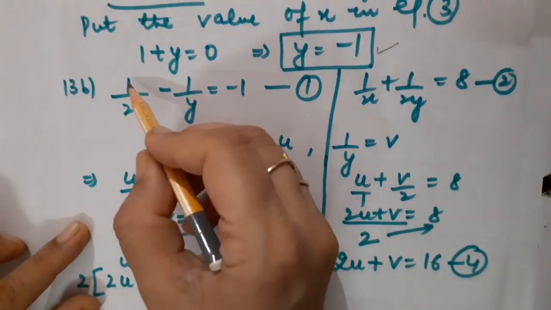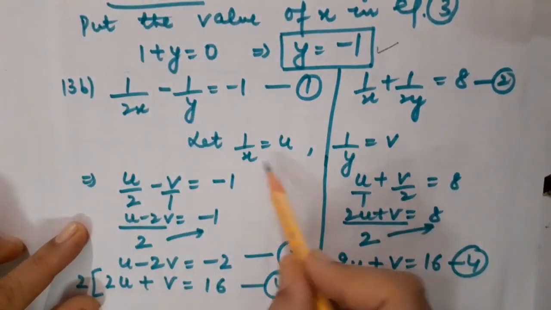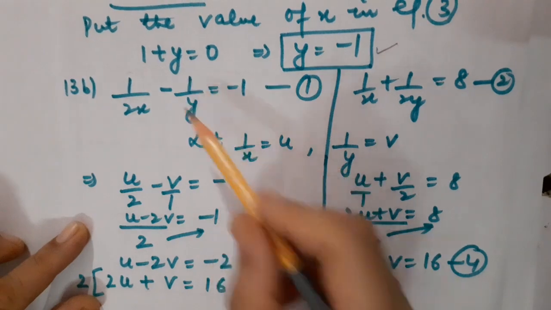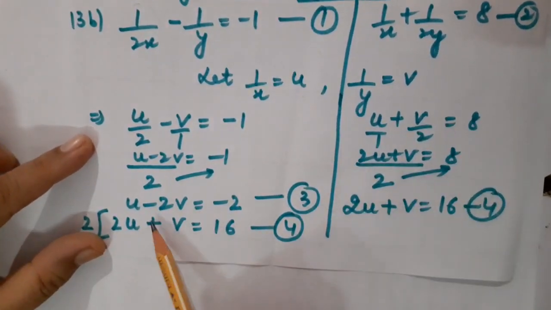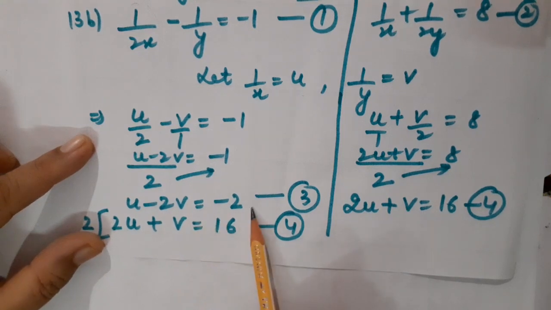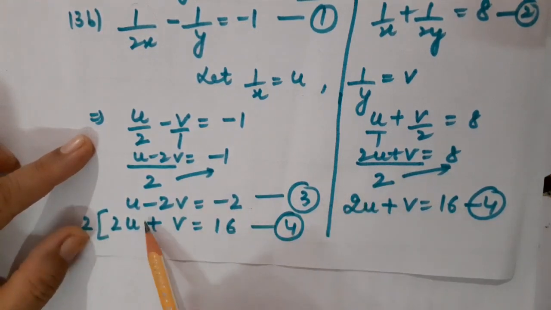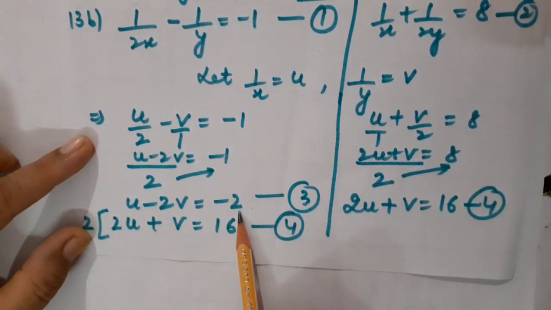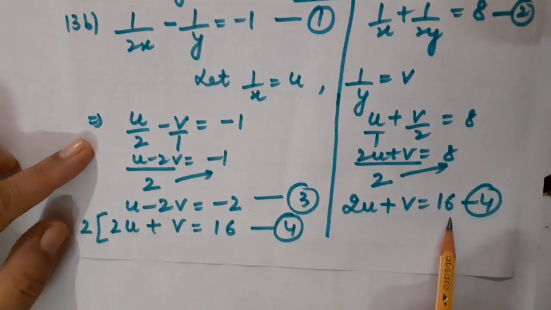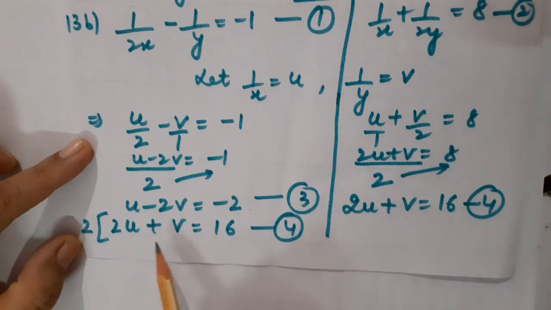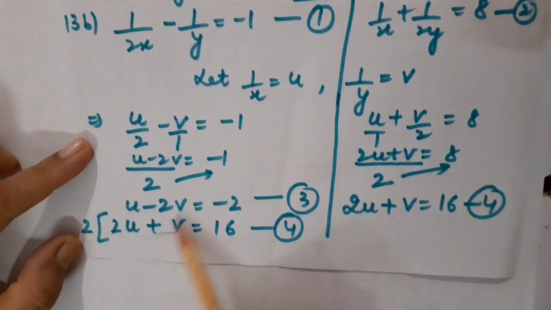You may have assumed 1 upon x as u and 1 upon y as v. So here are the required equations. After cross multiplying, that is u minus 2v is equal to minus 2. And here 2u plus v is equal to 16. Correct? Now I am going to multiply this equation by 2 so that here I can get 2v and they both can be cancelled. Correct?